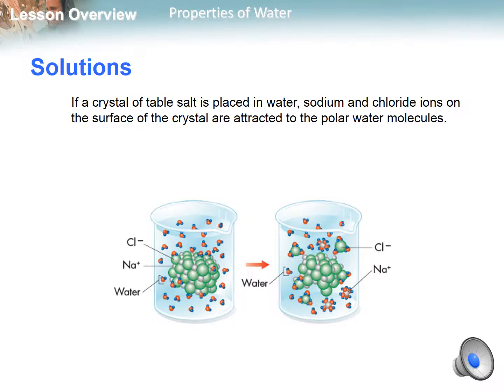So a solution is formed when you have two different types of molecules, and one completely dissolves in the other one. In this case, water will be the substance that does the dissolving. In this case, we have sodium chloride, which will dissolve in the water.